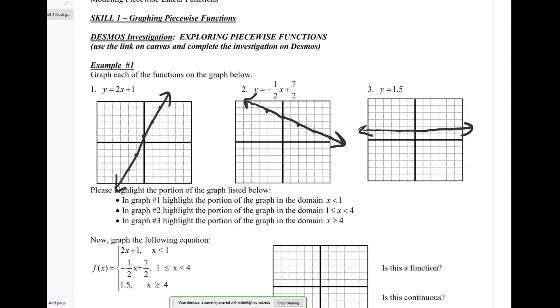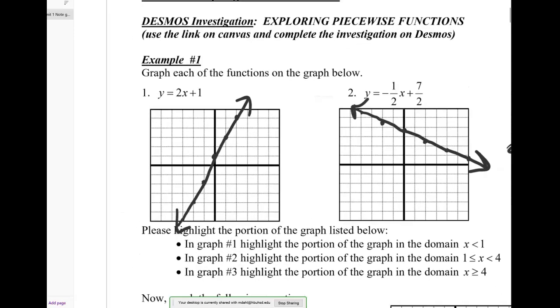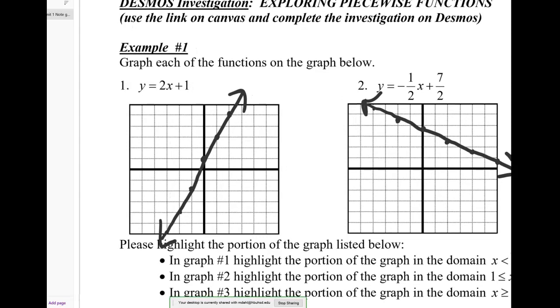All right, so these are my 3 lines. I'll zoom into each one so you guys can kind of see. I started with a y-intercept of 1 and used the slope of 2 to go up 2 over 1 from that point and create that first graph. Okay? Are we all good with that first graph?